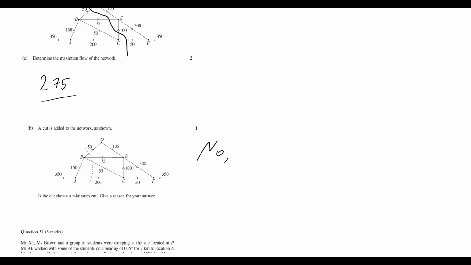But also the fact that when we add all that up, let's see what that equals to. So it's 50 plus 50, so 100 plus 200, 300 plus 75. So that's 375. So it's actually 100 greater than the minimum cut that we've shown in part A. So you can simply just say no, since 375 is greater than 275. And that's it. That's question 30.